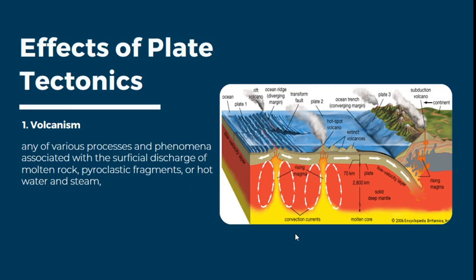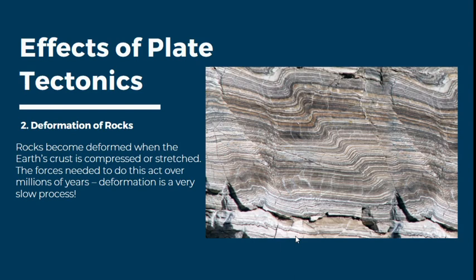Number one, we have volcanism. This is any of various processes and phenomena associated with the superficial discharge of molten rock, pyroclastic fragments, or hot water and steam. When you say volcanism, this is also the eruption of molten rock, the magma, onto the surface of a planet. That's volcanism.